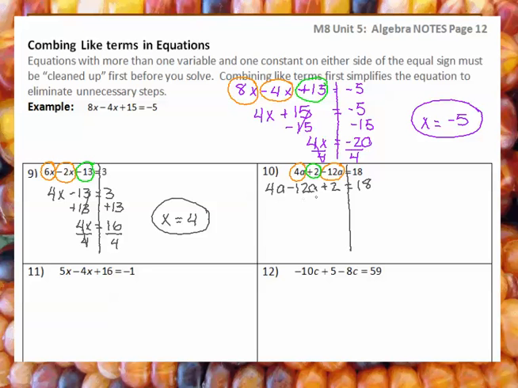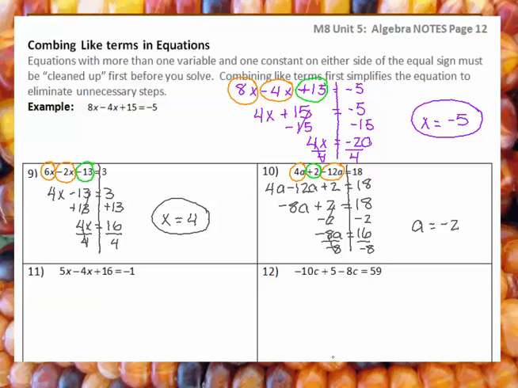Then I can combine my letters. 4a minus 12a gives me negative 8a plus 2 is equal to 18. Then I can solve it like a regular equation. Subtract 2 from both sides to get rid of that constant. Then I'm left with negative 8a equals 16. Then I'm going to divide by negative 8 on both sides. And I'm left with a is equal to negative 2.